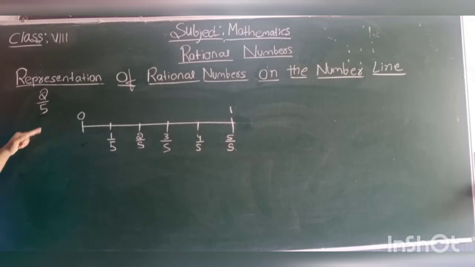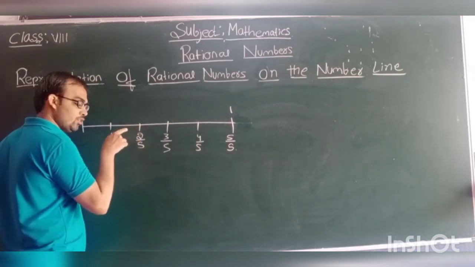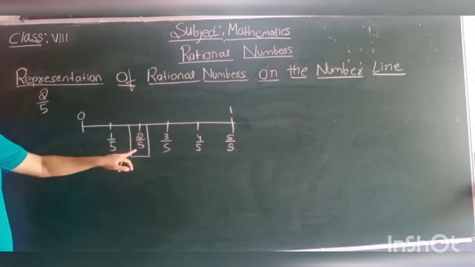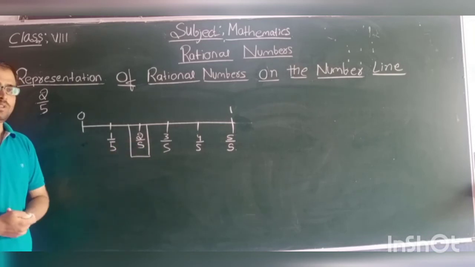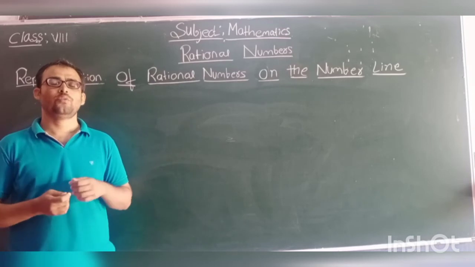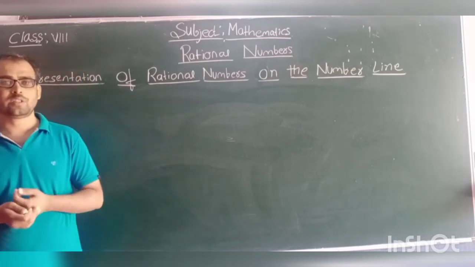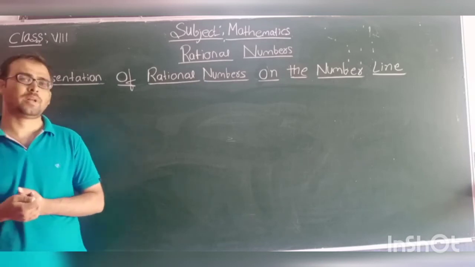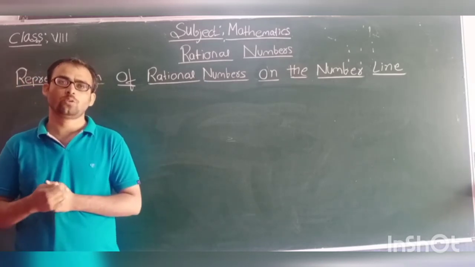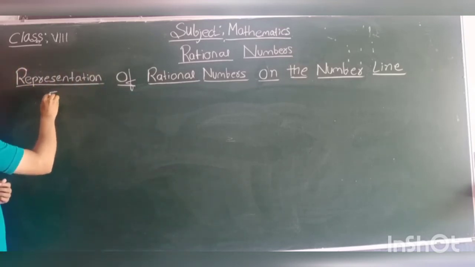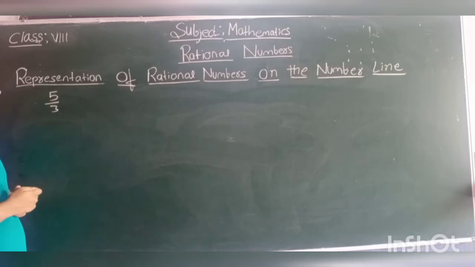Now look at the numerator 2. The numerator is 2, which means we need to represent this part. So here it is 2 by 5. Up to now we have seen how to represent a proper fraction on the number line, and now we will see how to represent an improper fraction on the number line. If you are asked to represent 5 by 3, then how will you represent?